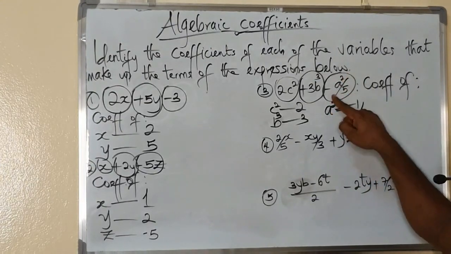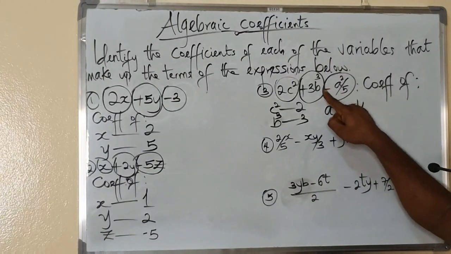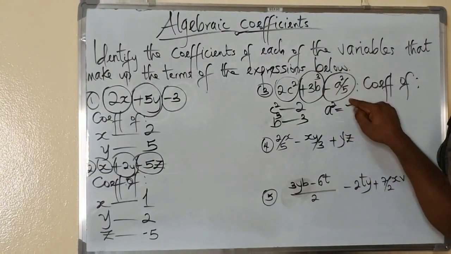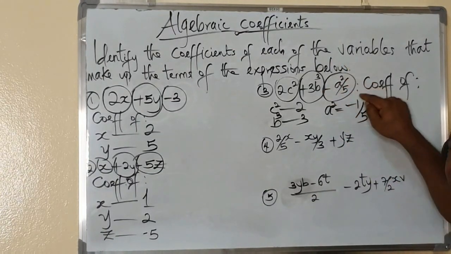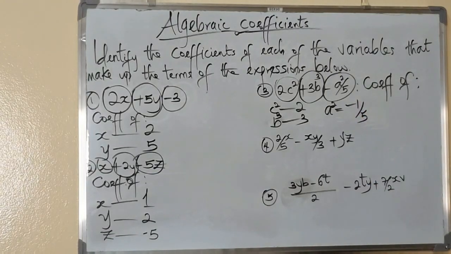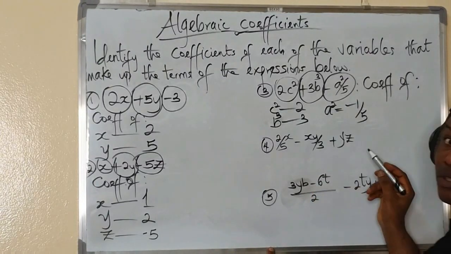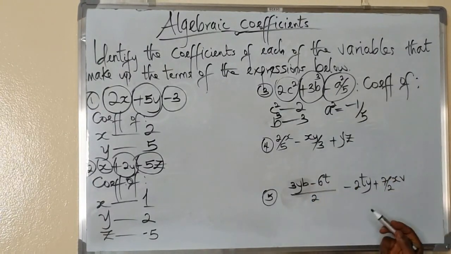So with a negative sign next to it, that is negative 1a squared upon 5. So that 1 and 5, take note of them, very important. Next is question 4, with also many variables appearing here, not just 3 of them. We have 3 terms, but the variables are more than 3.